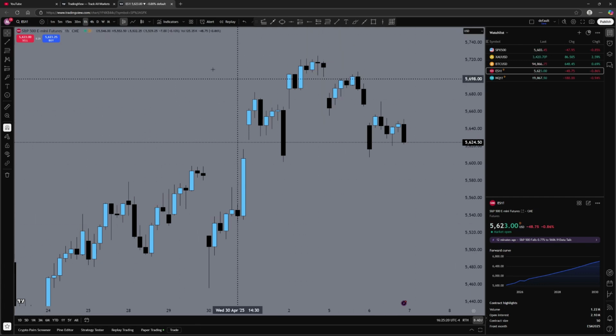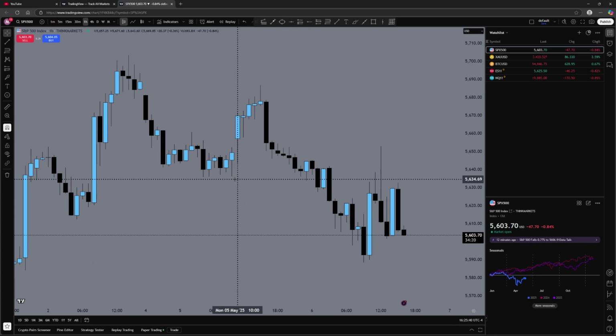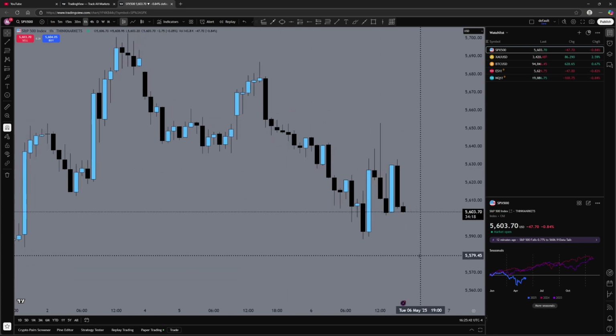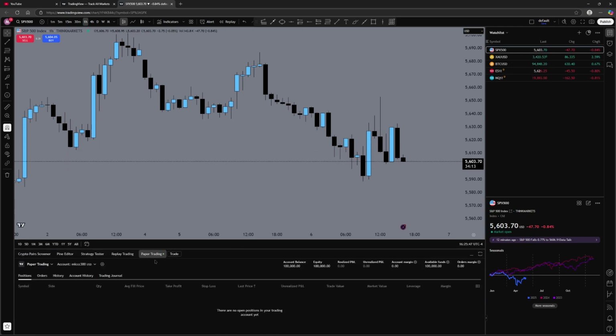So now the candle, why does it look like this? It looks like this because it closes at a certain time and then it opens at a certain time. And when it opens, it usually dips up and dips down for ES, right? But if you see that, it's the same movement. So anyways, you can open up paper trading.